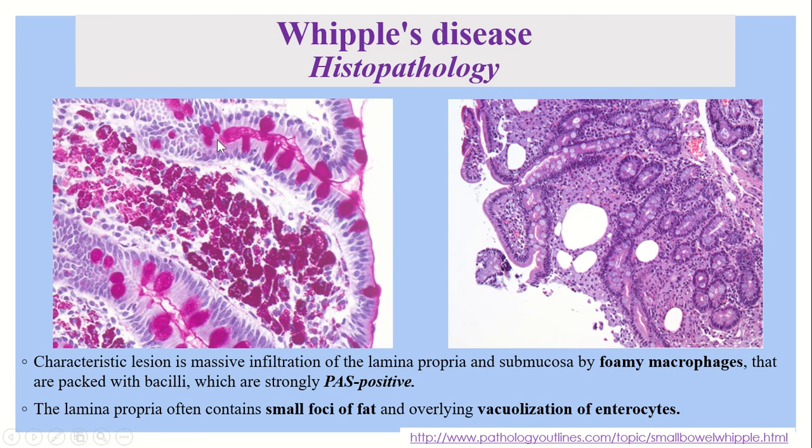The histopathology of Whipple disease. During the biopsy, there are two major histologic features. First of them is foamy macrophages that engulf the lipids, and they are PAS positive macrophages. Here you see the PAS positive macrophages, and here you also see the staining of the goblet cells with the PAS stain. But we have to focus on the accumulation, the abundant number of the macrophages. The lamina propria often contains small foci of fat and overlying vacuolization of the enterocytes.